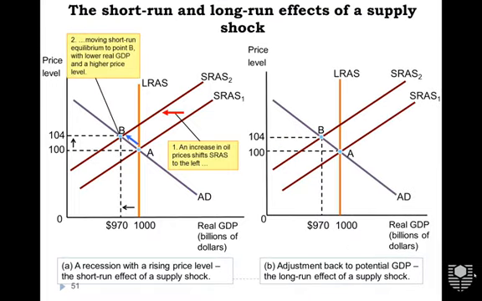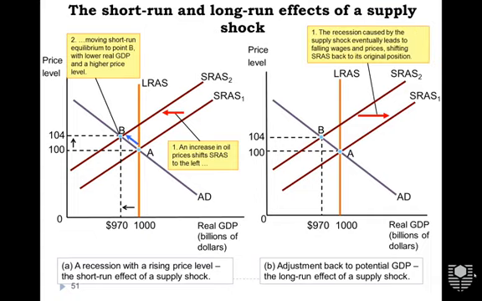In the long run, however, the recession caused by the supply shock eventually leads to falling wages and prices. I told you that if there is a recession, that means the recession was because of the supply shock. It can lead to a fall in wages and prices in the long run and shift the short-run supply curve back to its original position. So equilibrium moves from B to the potential GDP at the original price level.